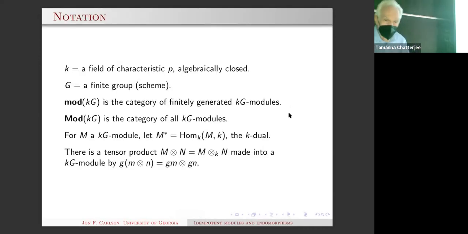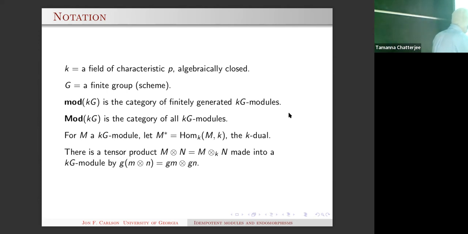All right. So here are the players. K is going to be a field of characteristic P. And we want it to be reasonably large, so let's say algebraically closed. G is a finite group, perhaps a group scheme, but we'll talk about that some too. So mod KG is the category of finitely generated KG modules, and capital MOD KG is the category of all KG modules.